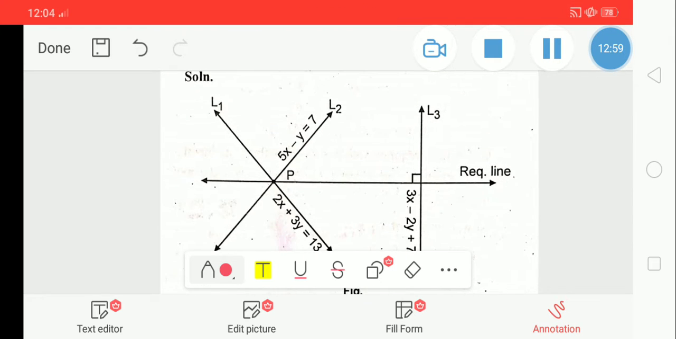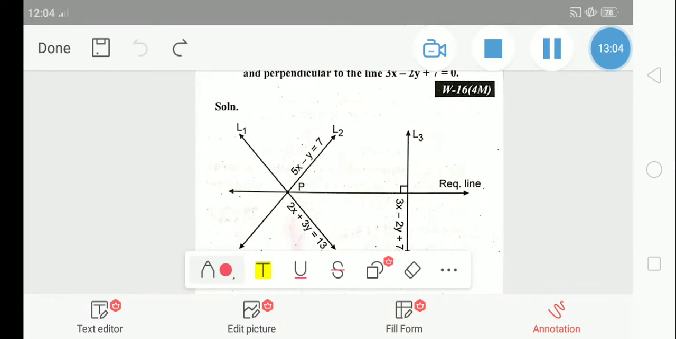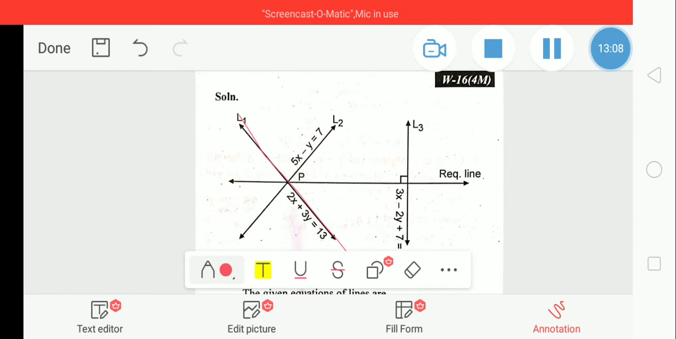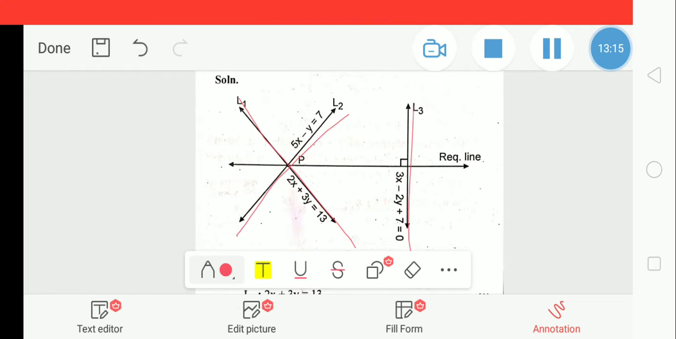So let's start. Here this is the first line, line 1, and this is line 2, and the line perpendicular to the given line is L3. This is the required line, meaning we want that line. This required line passes through the intersection of these two lines and is also perpendicular to another line, this one.